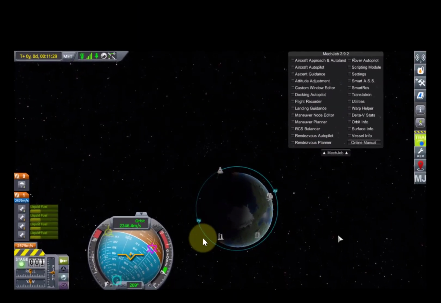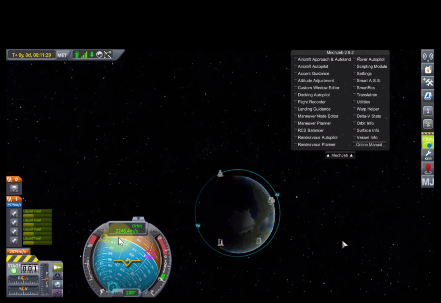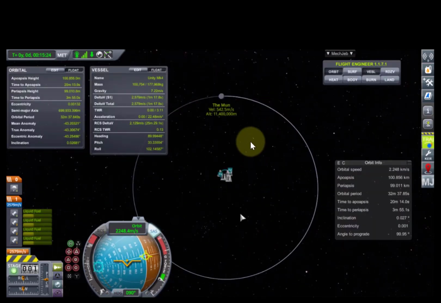So here we can see that the orbit is currently circular, and the speed right now is 2246.4 meters per second. Out here is the Mun. The Mun's altitude above the surface is 11,400,000 meters, but the distance from the center of Kerbin to the Mun is 12 million meters. We can see on the screen right now the apoapsis at 100 kilometers and periapsis at about 99 kilometers. It's very close to a circular orbit. Eccentricity is pretty close to 0.